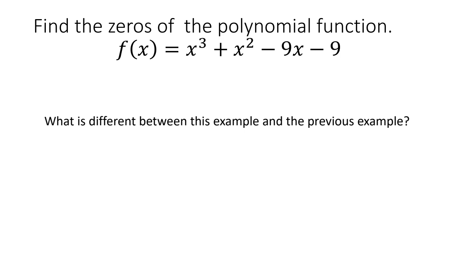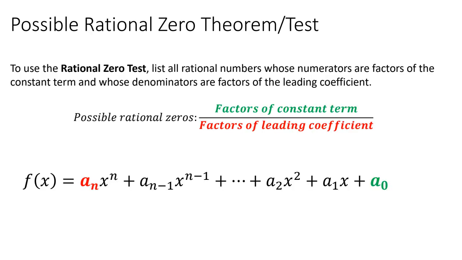So that's okay. What I can do is apply my rational zero test, which will let me find the possible zeros. Again, it's a test, and a test can either be positive or negative.